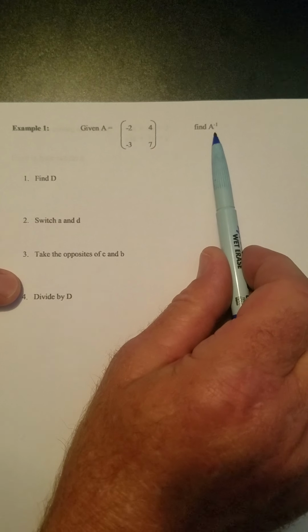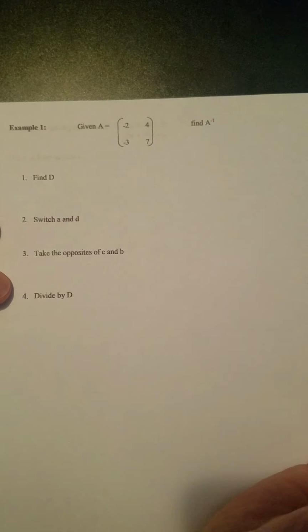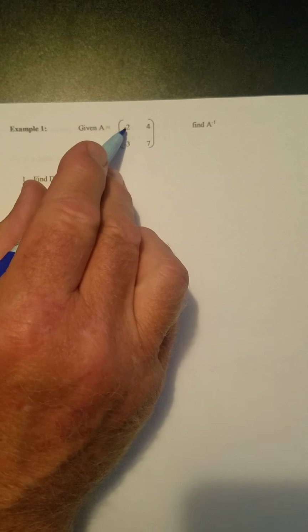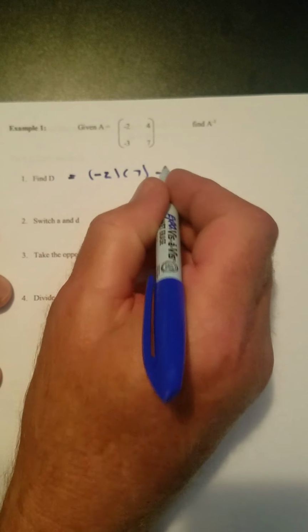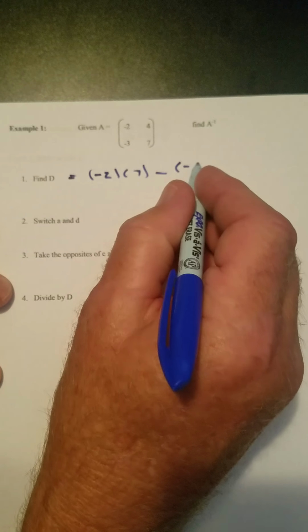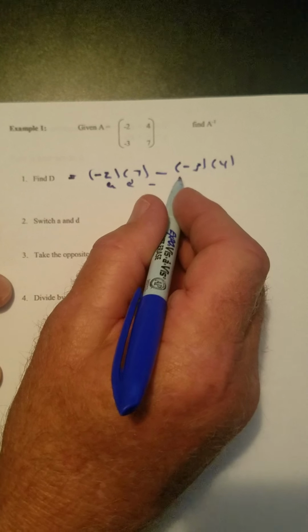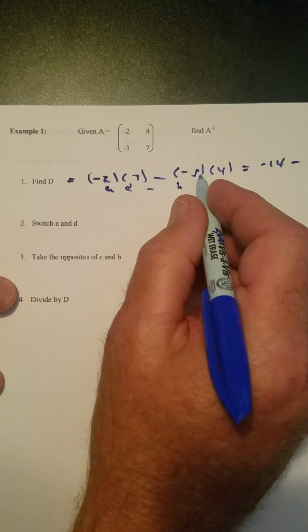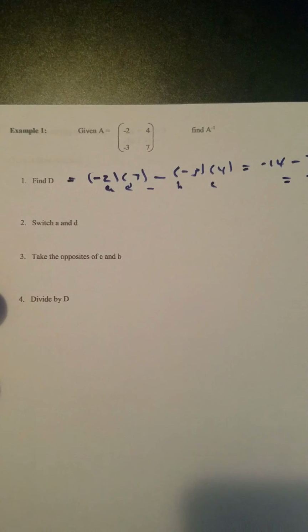Okay, so we want to find the inverse of this. The inverse is written as, if this is letter A, then see how I put the little exponent, negative 1, that means the inverse. So according to the rules, we're going to find D. You're going to take negative 2 times 7, and you're going to subtract negative 3 times 4. That's A, D, minus B, C. So that's going to be negative 14 minus a negative 12, so that's like plus 12. So it looks like that number is going to be negative 2.